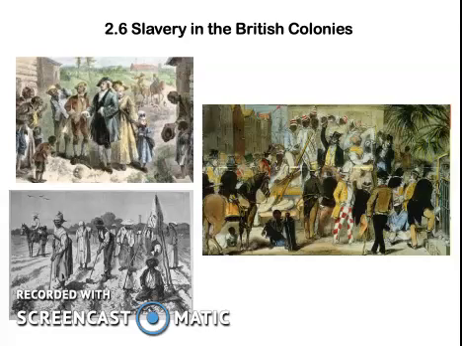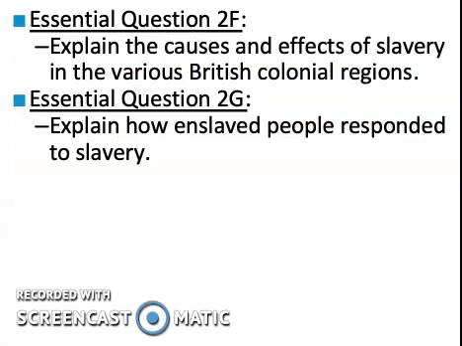We're here for our next lecture, 2.6, Slavery in the British Colonies, here in AP US History. Today, we actually have two different essential questions that we're going to be tackling, both of them fairly quickly. Our first one is explain the causes and effects of slavery in the various British colonial regions. Our second one, 2G, says explain how enslaved people responded to slavery.